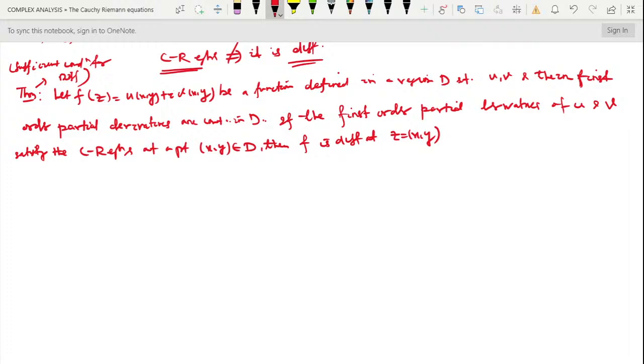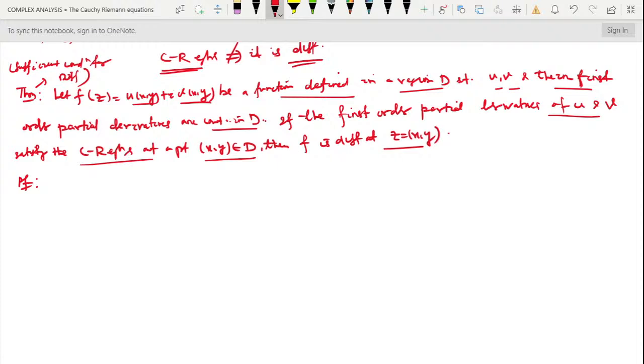So what is the statement saying? If f of z, which is u of xy plus i times v of xy, is a function defined in a region D such that u, v and their first order partial derivatives, that is ux, uy, vx, vy, are continuous in D, and if these first order partial derivatives satisfy the C-R equations at a point xy belonging to D, then f is said to be differentiable at that point xy. Okay, now we'll prove it.